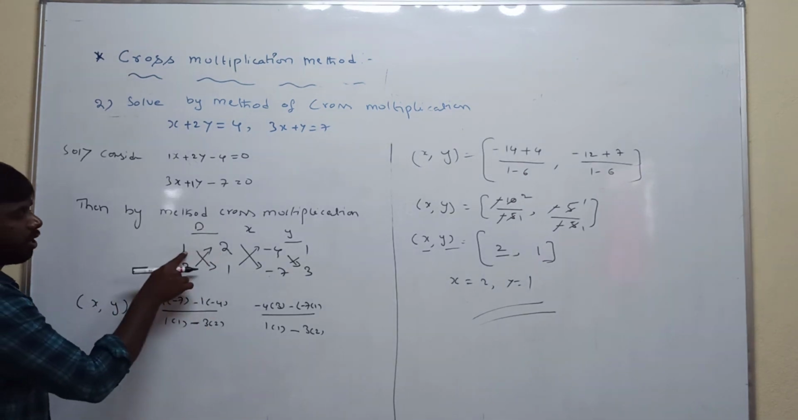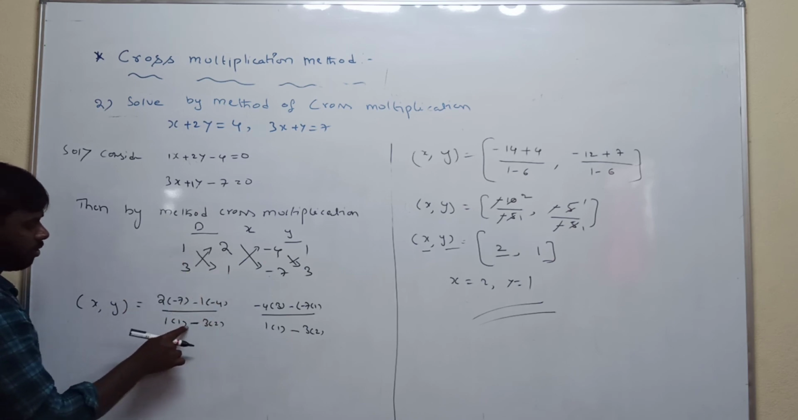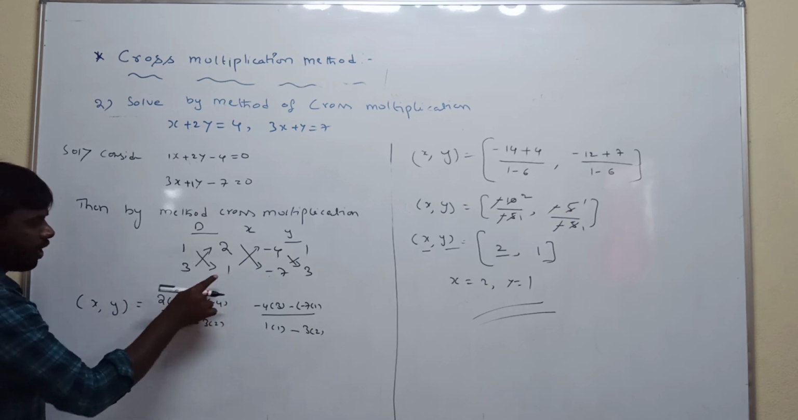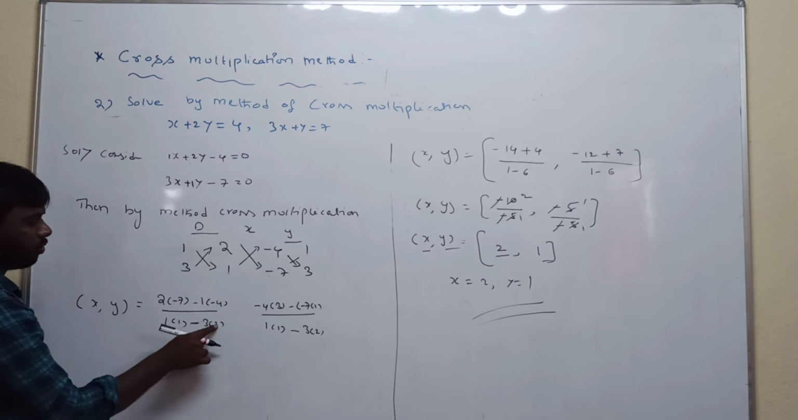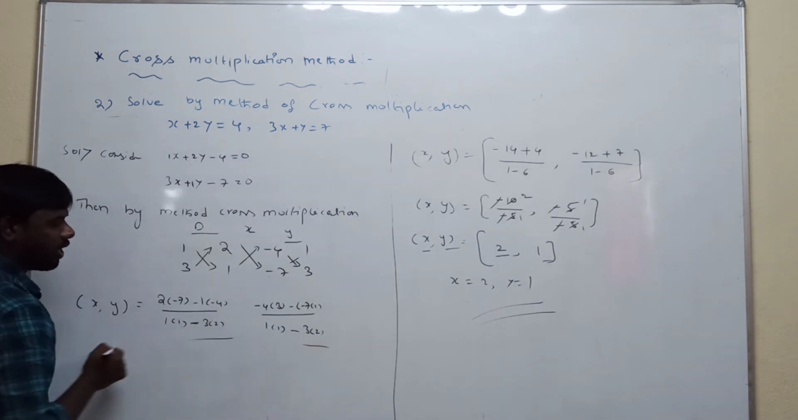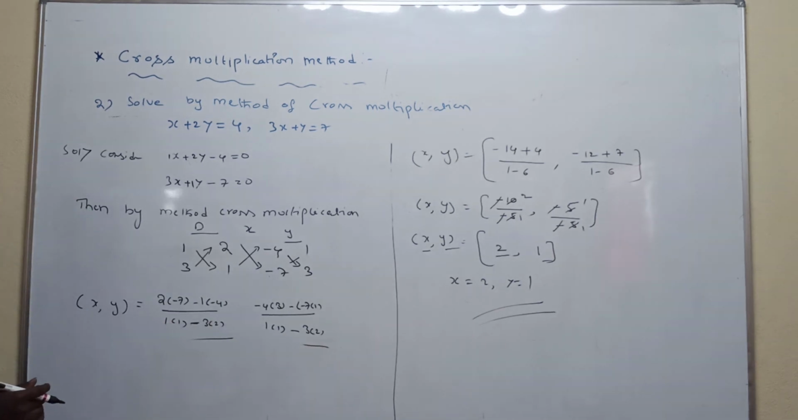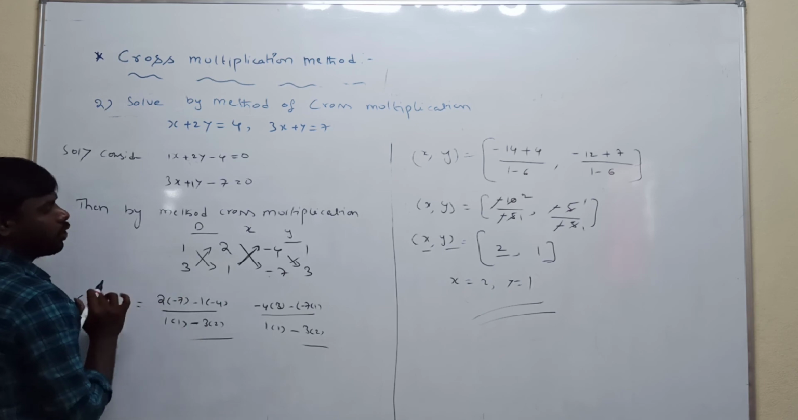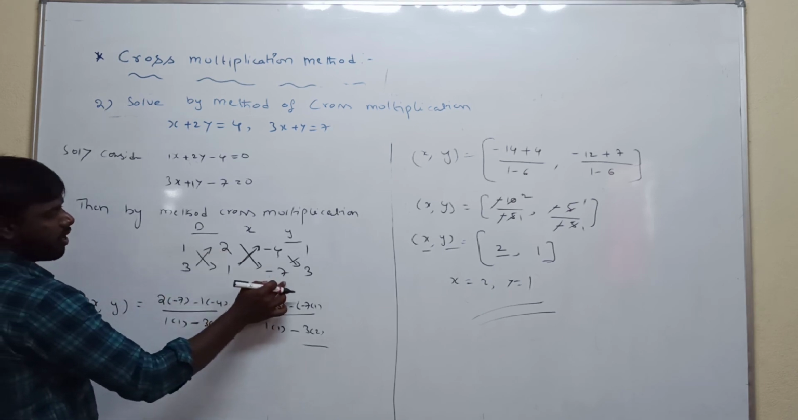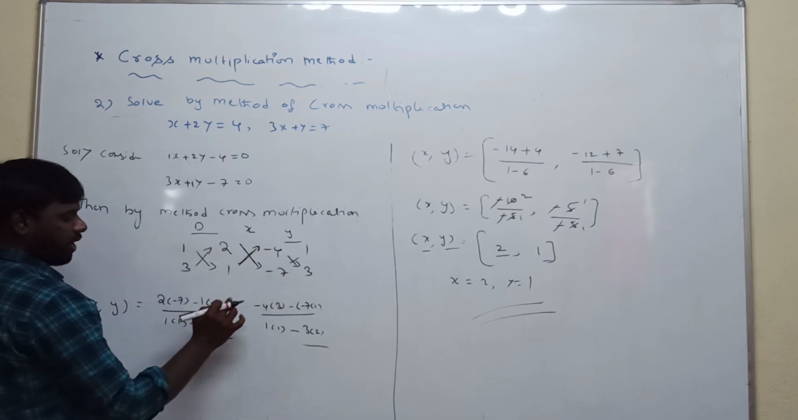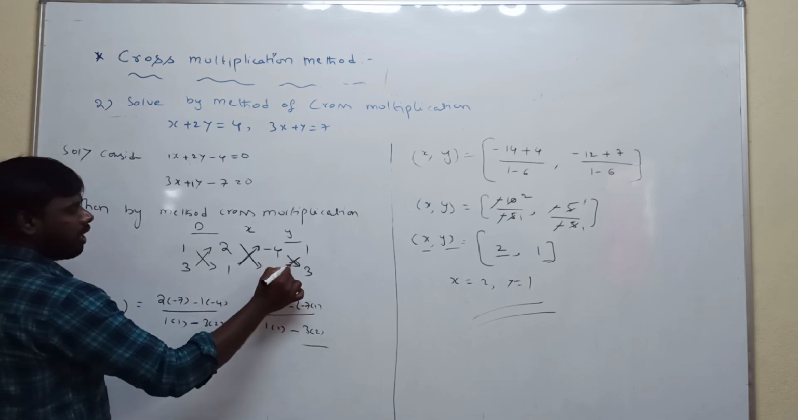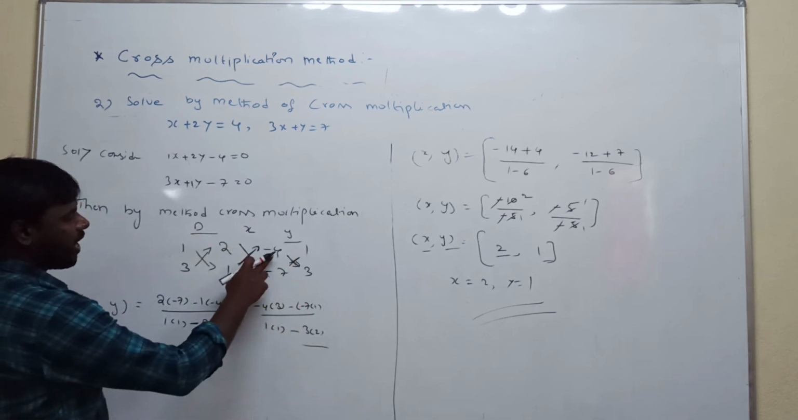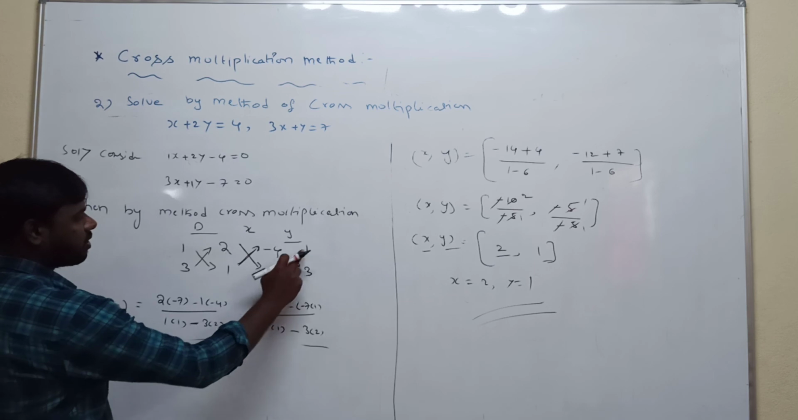So apply cross multiplication: 1 into 1 minus 3 into 2. The x and y denominators are both the same value, but the x and y numerators are not the same. So write this cross multiplication in the x numerator: 2 into minus 7 minus 1 into minus 4. Write this value in the y numerator: minus 4 into 3 minus 7 into 1.